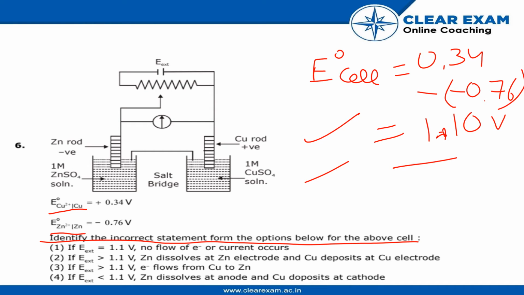So if E of exterior is greater than 1.10 volt, so Cu will be the anode and Zn will be the cathode. And if E of exterior is equal to 1.10 volt, so Zn will be anode and Cu will be cathode.